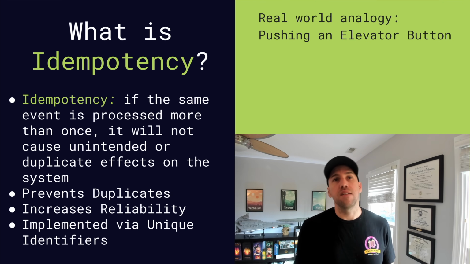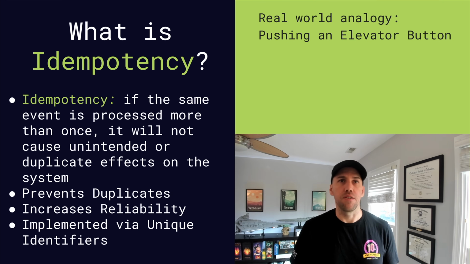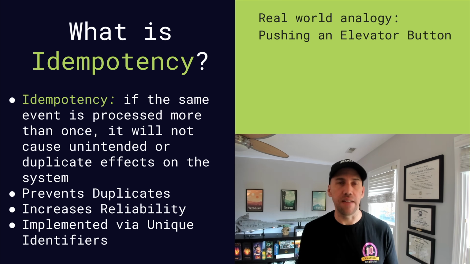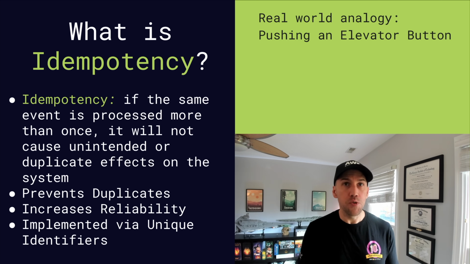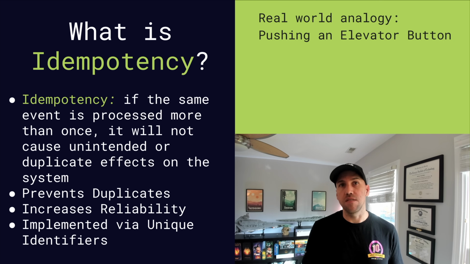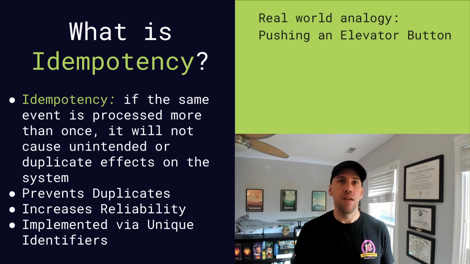Now, let's unpack the concept of idempotency in event-driven architecture. Idempotency ensures that even if the same event is processed multiple times, it won't lead to duplicate or unintended effects on the system. This characteristic is crucial for preventing creation of duplicate records or actions, which can occur in complex systems. Idempotency also enhances the overall reliability of the system by ensuring consistent outcomes regardless of the number of times an event is processed.